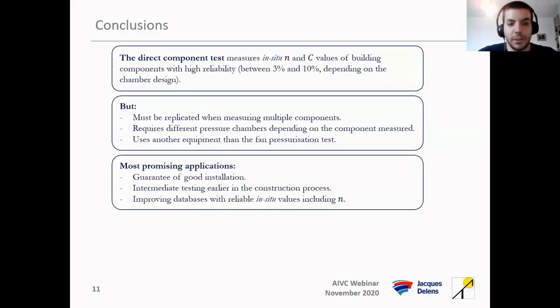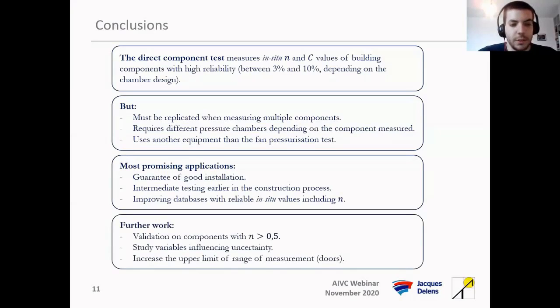We have the possibility to conduct intermediate testing earlier in the construction process because a direct component test does not require the building envelope to be closed. And it also provides methods to improve databases of building components with reliable in situ values that include the airflow exponent, which is interesting data when trying to understand airflow through building components.